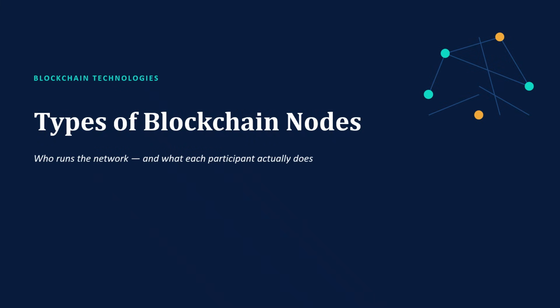Hello everyone. Today we are going to see about types of blockchain nodes. Every blockchain claims to be decentralized, but decentralized among whom? The answer is nodes. Today we are breaking down the different types of nodes that keep a blockchain network alive and why not all of them do the same job.